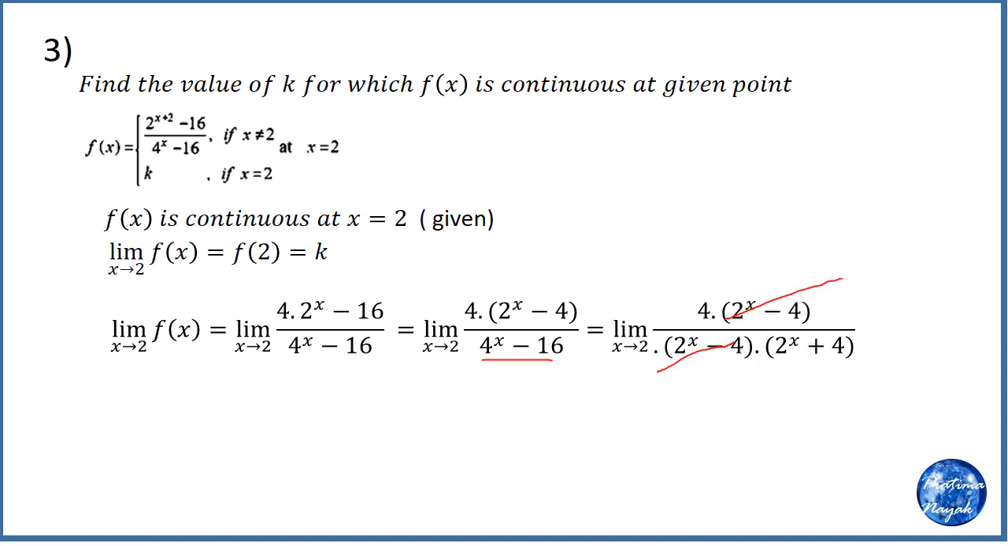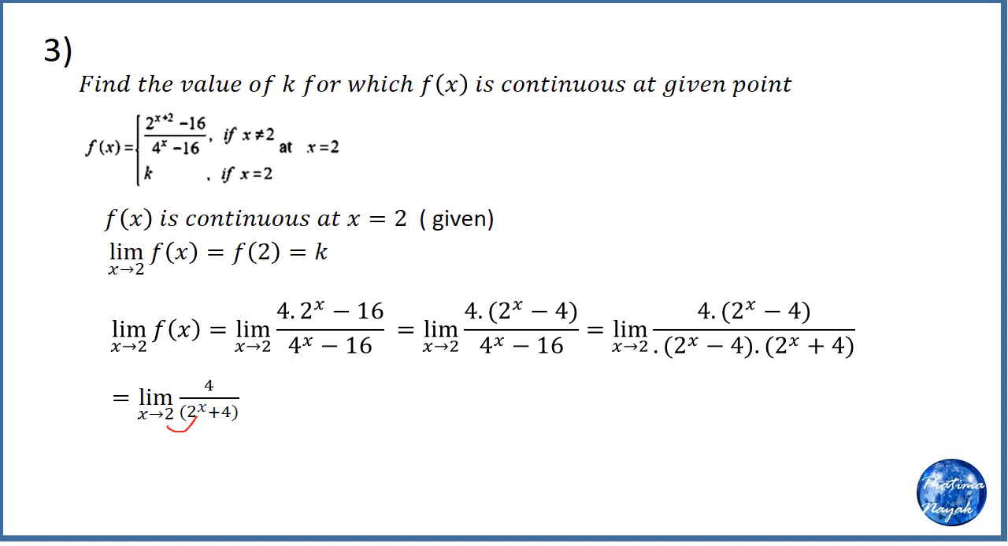So this will be 4 into 2 to the power x minus 4. Here this is converted to 2 raised to the power x minus 4, 2 raised to the power x plus 4. Next is I can cancel these two. So what will be left? It will be left 4 by, x tends to 2, 2 raised to the power x plus 4.